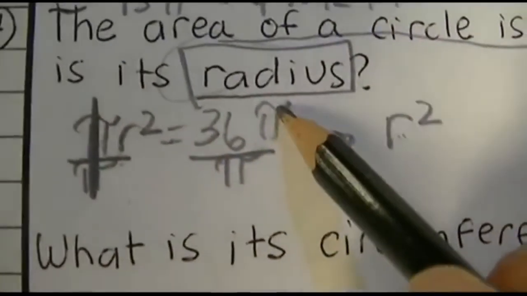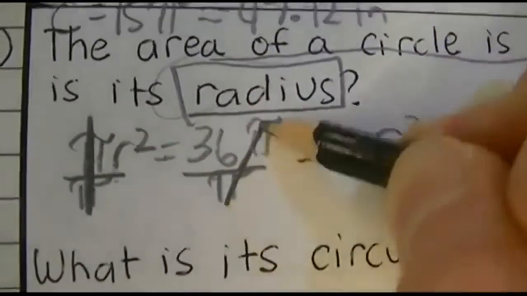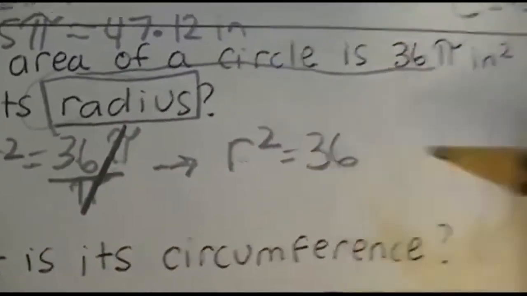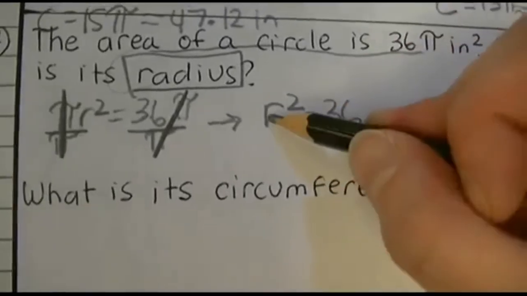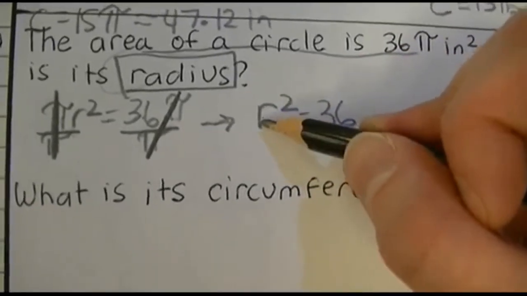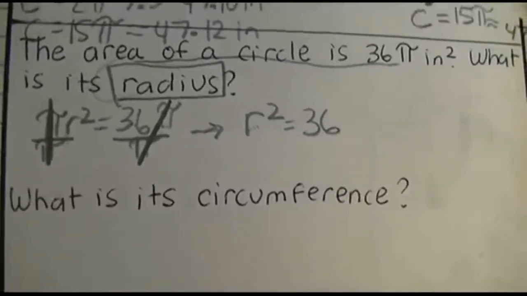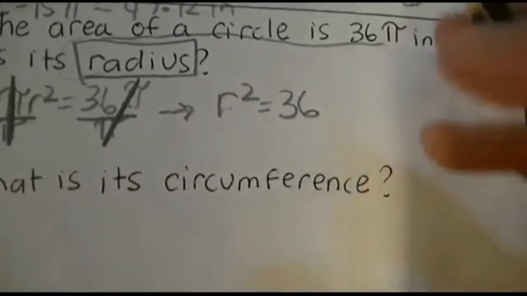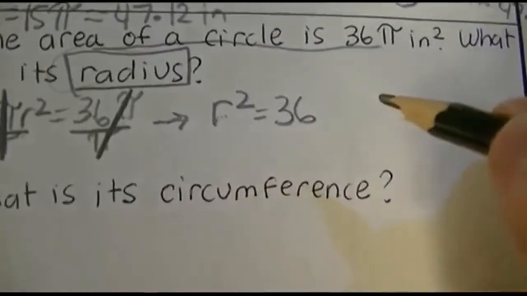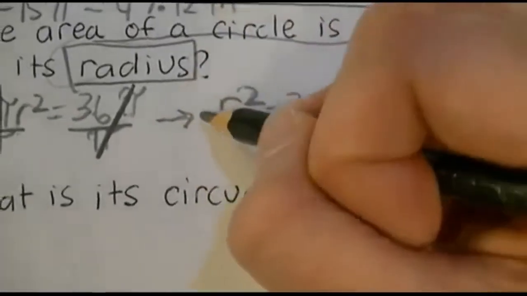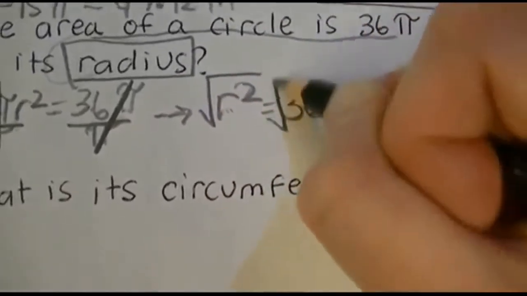Okay, oh look, it's pi divided by pi. Pi divided by pi is 1. 1 times 36 is 36. Okay? So right here you have to be thinking, what number multiplied by itself, what number squared will give you 36? And if that doesn't come to your brain right away, the inverse operation, which is a fancy word for the opposite, of squaring something is to square root it, okay?